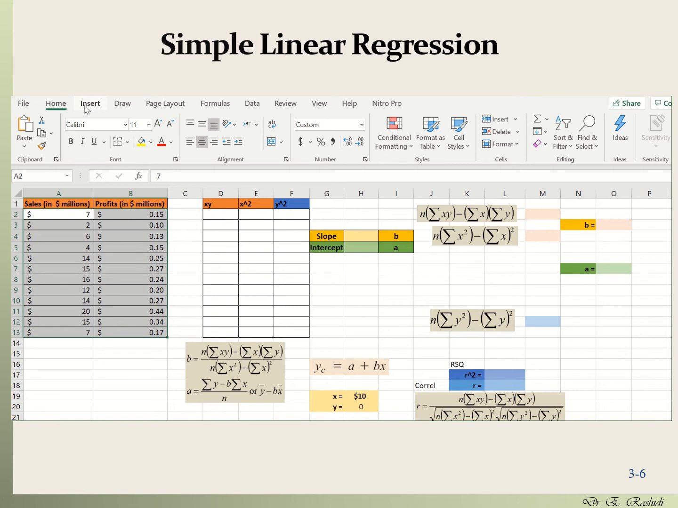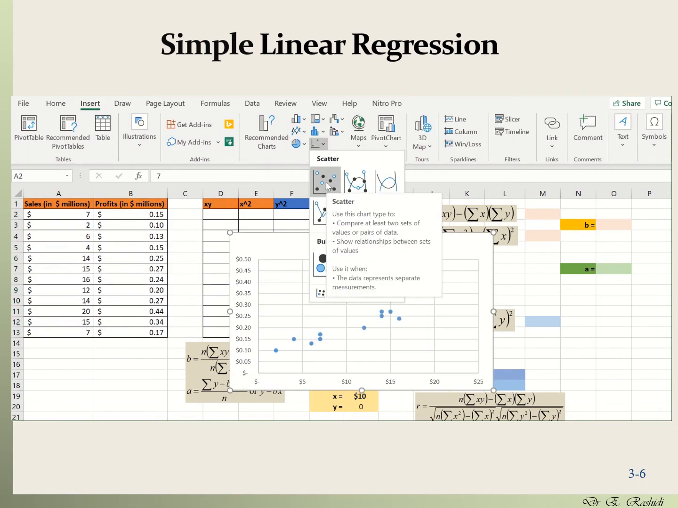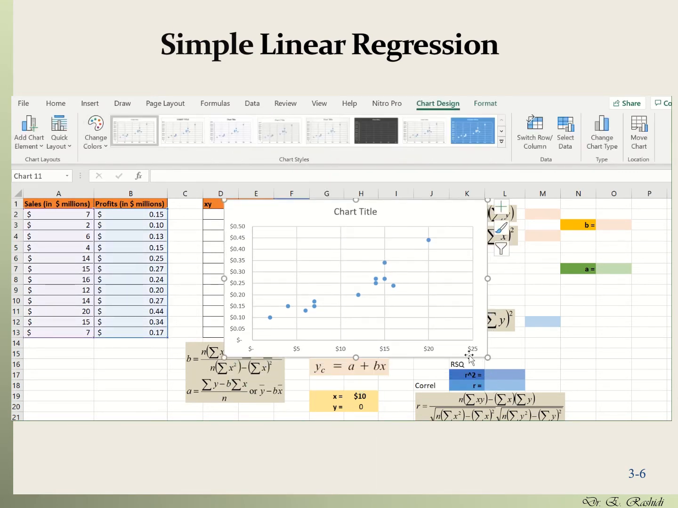And I'm going to go to the Insert tab right here, the Charts group, and then I'm going to use the Scatter chart here to plot our data. So on the x-axis, we have the sales values in millions of dollars, and on the y-axis, we have the profit in millions of dollars.